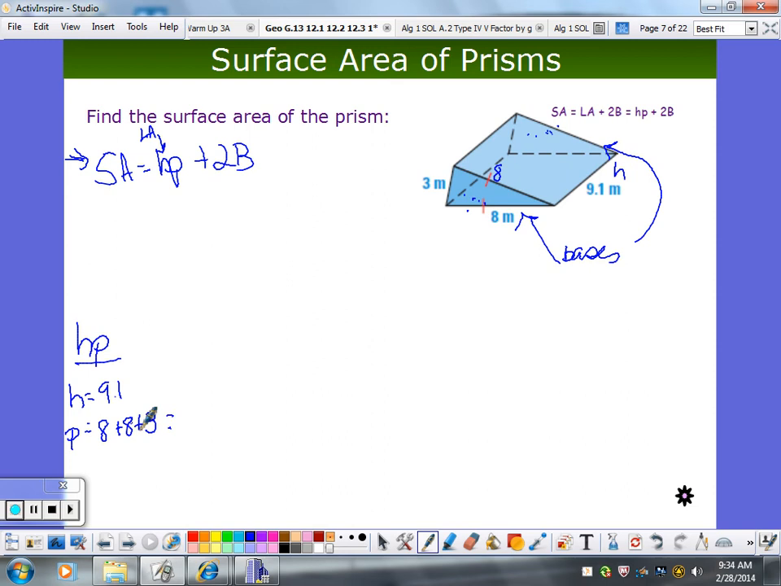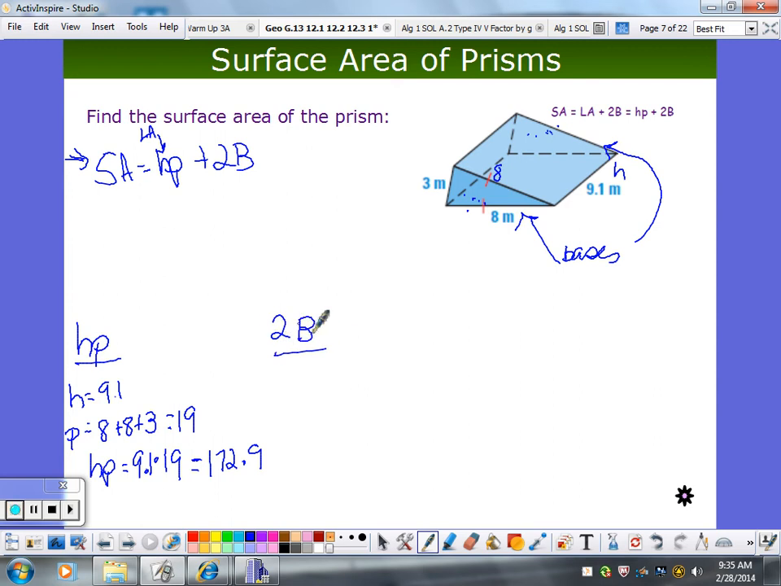Now let's see, perimeter is what, 19? So I have HP. So HP is going to be 9.1 times 19. 9.1 times 19, what's that? 172.9? Yeah. That's what I got too. Looks like a lot, doesn't it? I guess that makes sense. So we're halfway there. Now we have to find 2B.